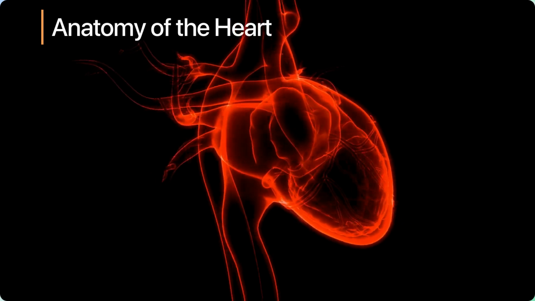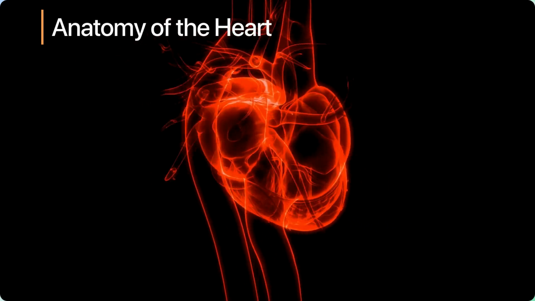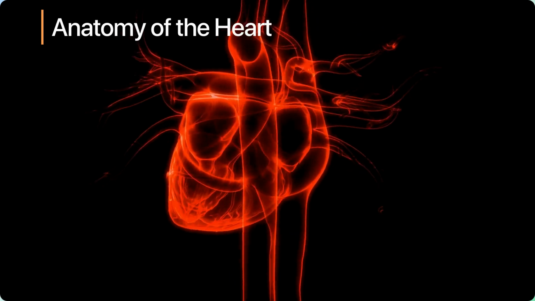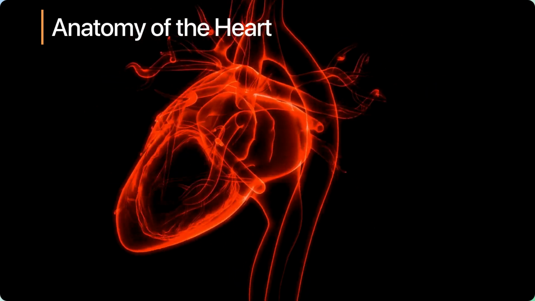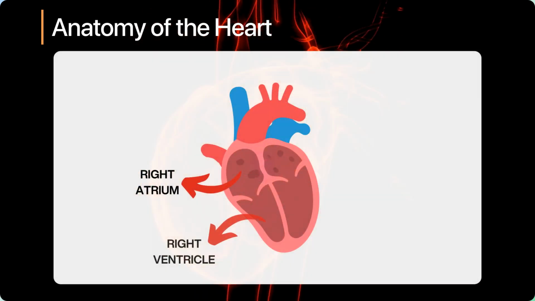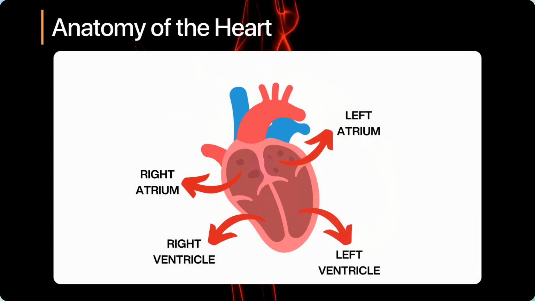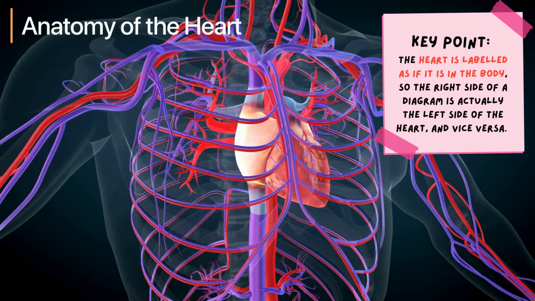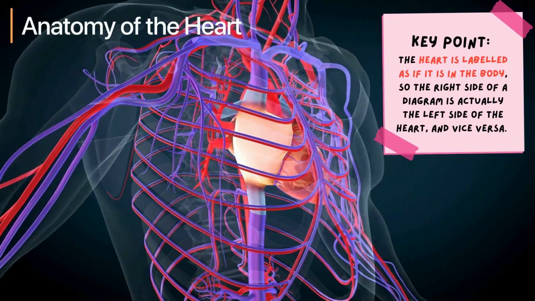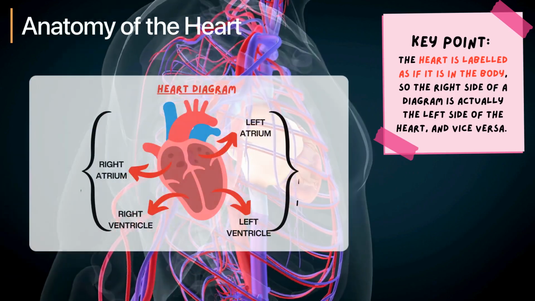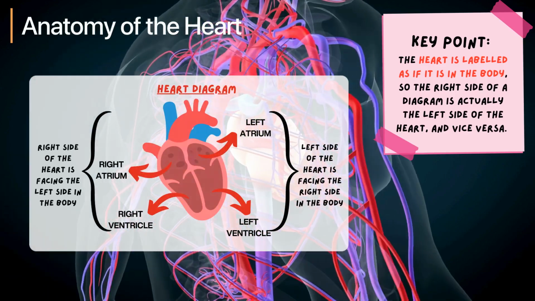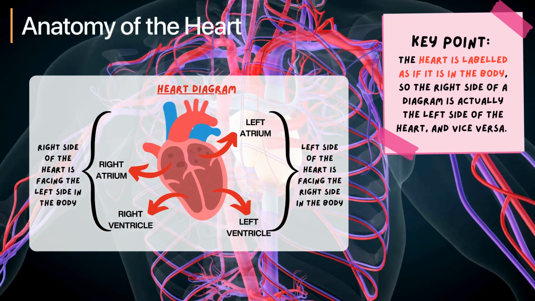The human heart is a powerful organ responsible for pumping blood throughout the body. It consists of 4 chambers: the right atrium, the right ventricle, the left atrium, and the left ventricle. It is important to remember that the heart is labelled as if it is in the body, so the right side of a diagram is actually the left side of the heart, and vice versa.